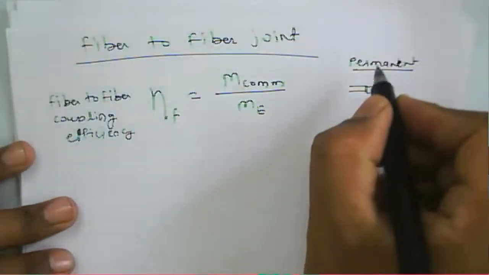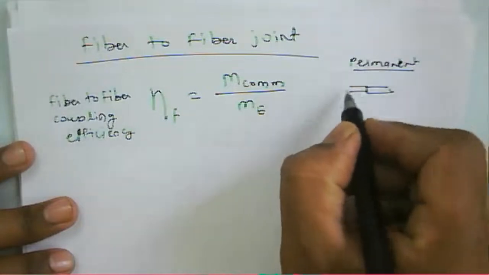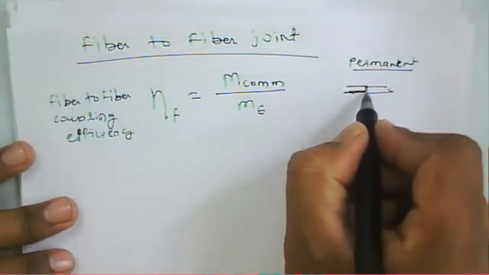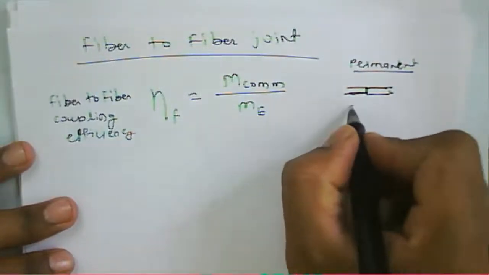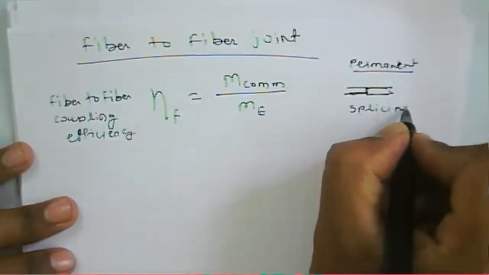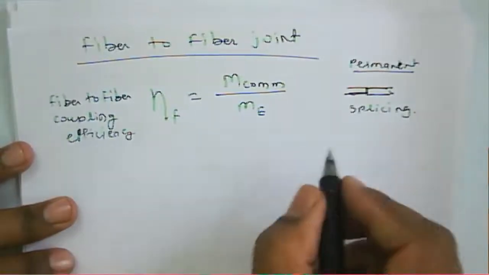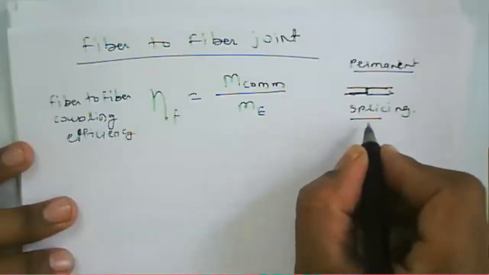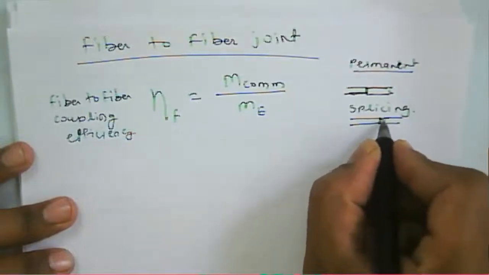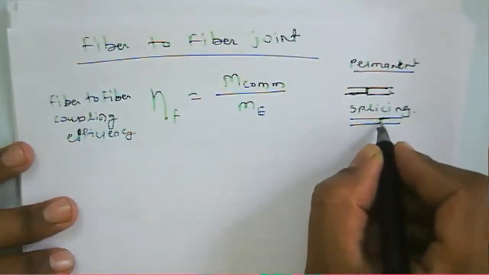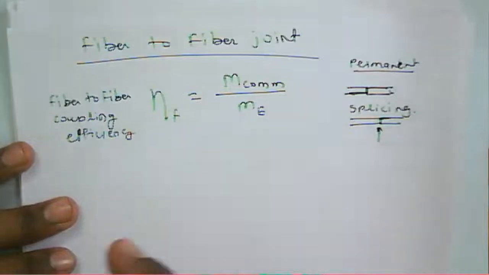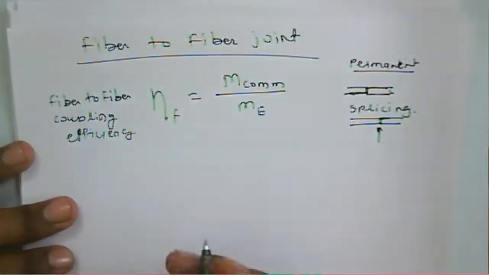And that bonding, this permanent connection or bonding between these two fibers, is called splicing. If it is a permanent bond or a permanent connection, at that particular place we are using a splicing technique, burning this particular place so that it will be connected. That is called a splicing technique.